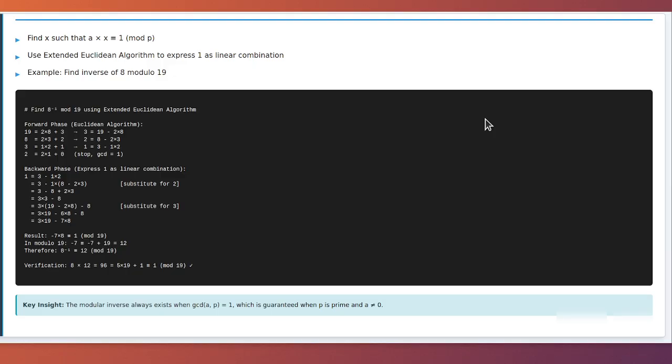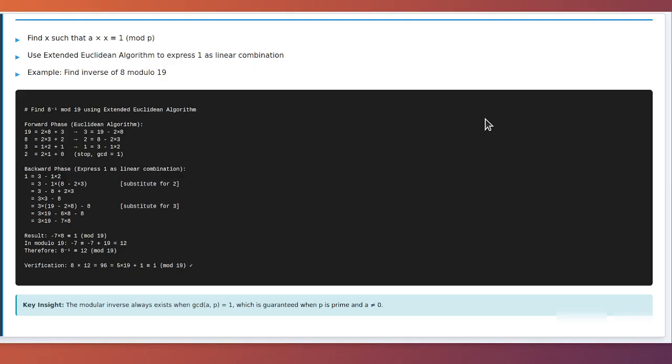Let's work through a complete example. Finding the inverse of 8 modulo 19. We start with the divisions. 19 equals 2 times 8 plus 3. Next, 8 equals 2 times 3 plus 2. Then, 3 equals 1 times 2 plus 1. And finally, 2 equals 2 times 1 plus 0. The last non-zero remainder is 1, confirming that GCD of 8 and 19 equals 1.